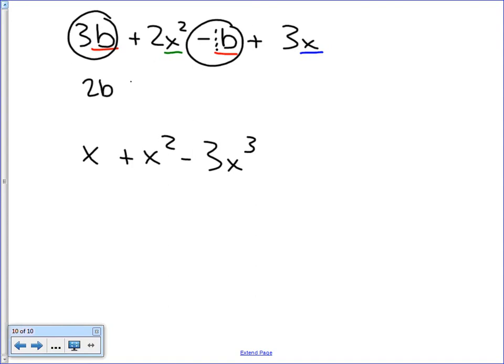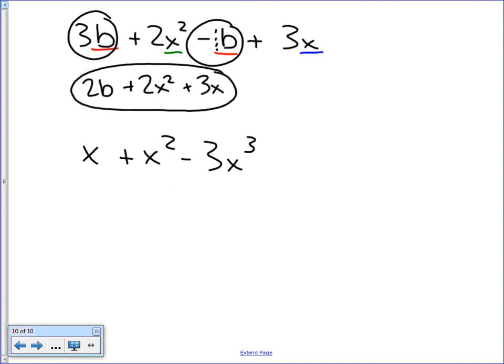Can I combine the x squared and the x? No, the answer is no. So I'm just going to rewrite the 2x squared and rewrite the plus 3x. Now we won't worry about standard form with these problems. That'll be a later topic, so we'll just leave that as is for now.